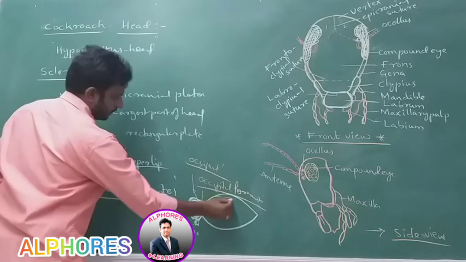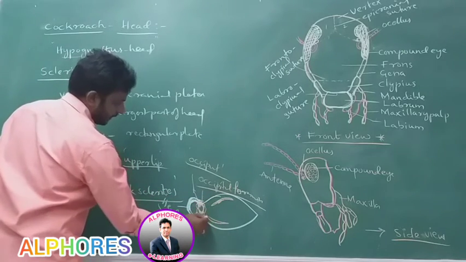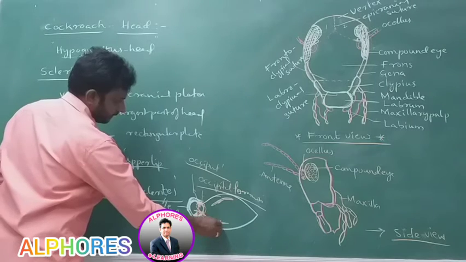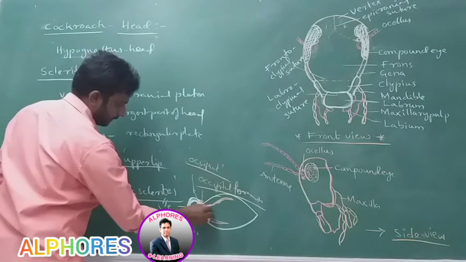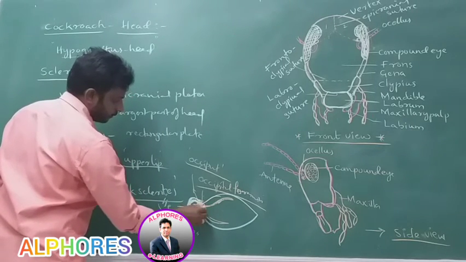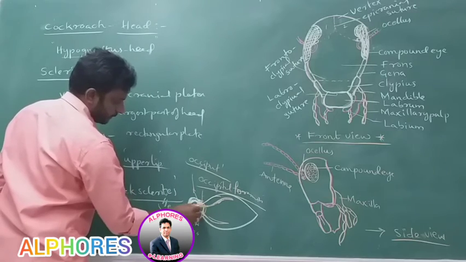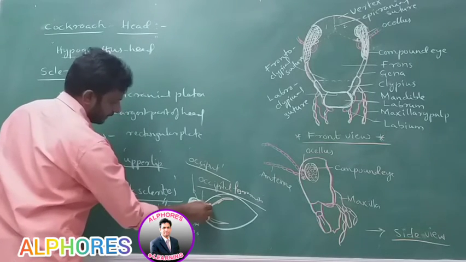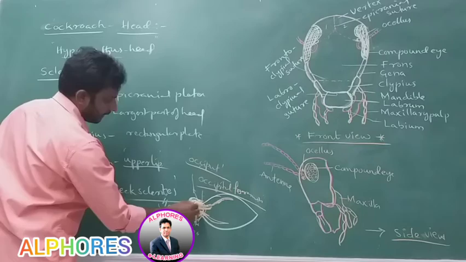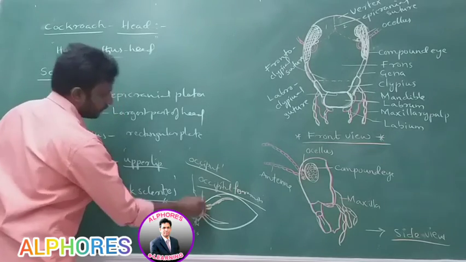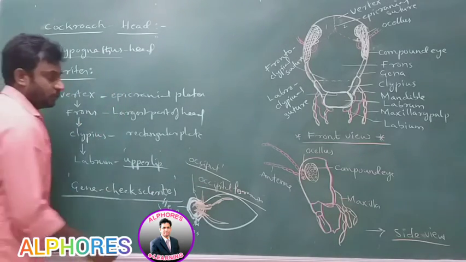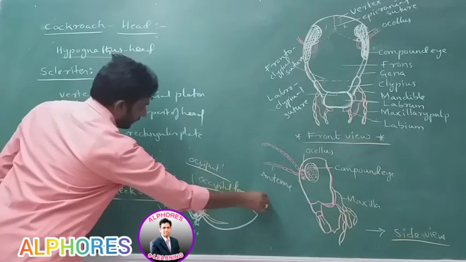For example, the nerve cord is entering into the head. Then the aorta, like a heart, is entering into the head. So trachea, aorta and nerve cords are entering inside the head through this opening. This opening is called occipital foramen.